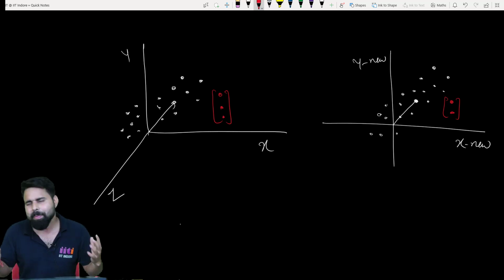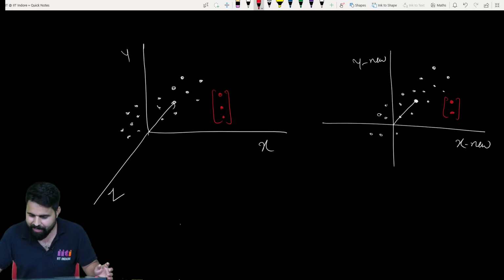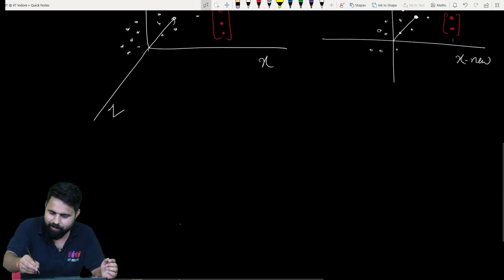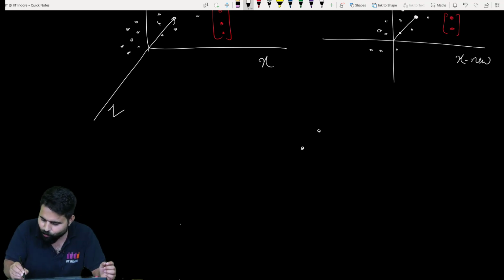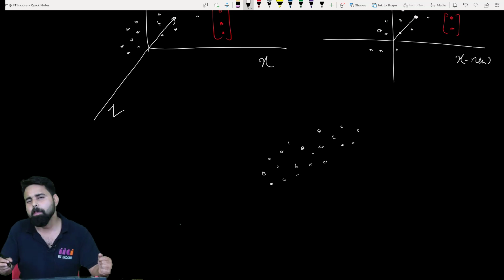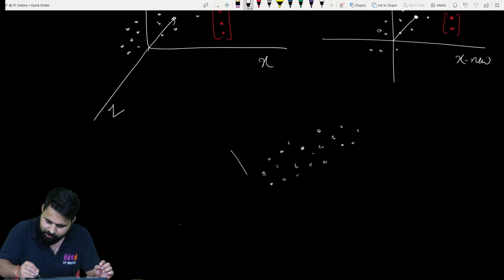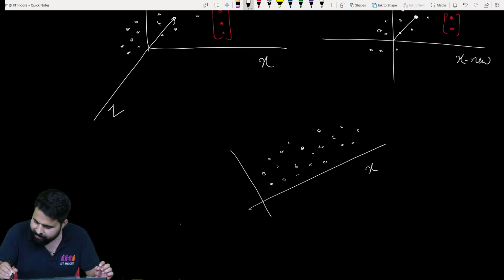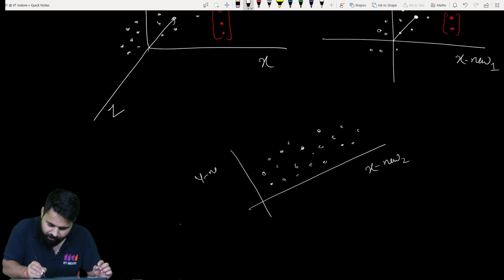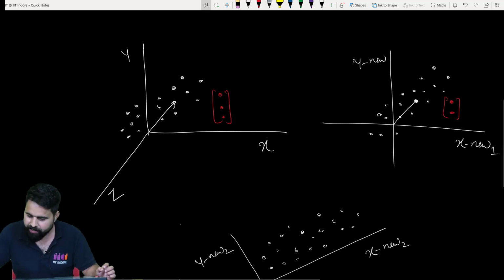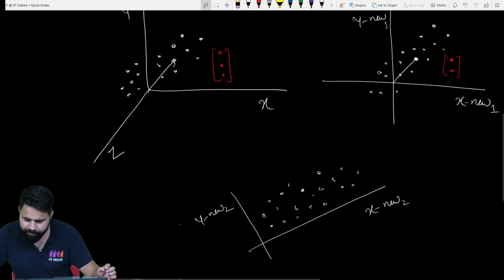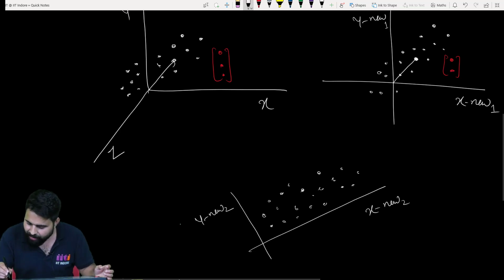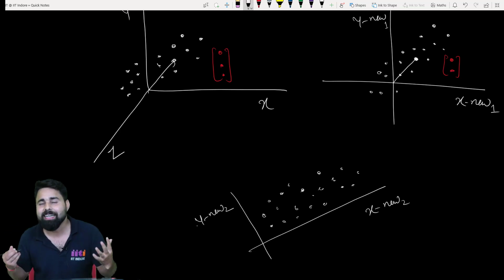What do we mean by clear here? Let me give you some intuition, and maybe I will draw the same points again here. The points were like this, right? Let me put a few more here. If I have drawn the axis like this, let me write this as x new 2, and this as y new 1. Now if I visualize these points along x new 2, I will see the data in a better way.